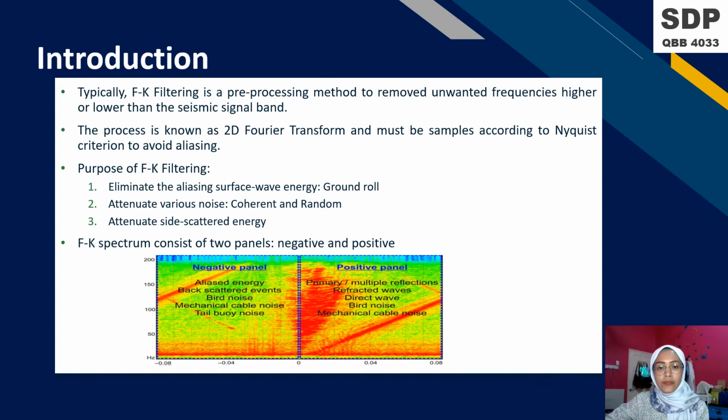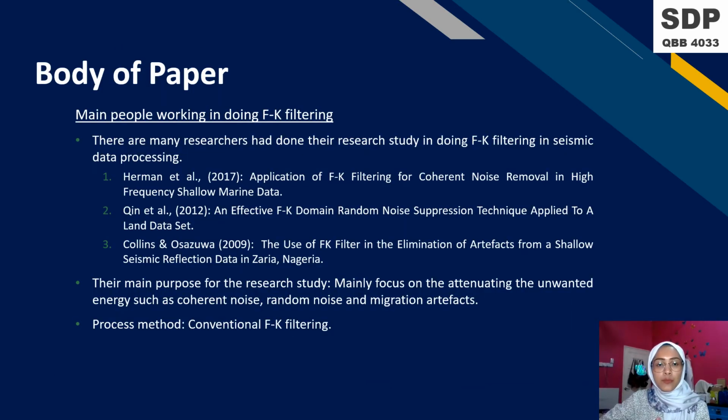The purpose of FK filtering is for eliminating aliasing surface wave energy such as ground roll, followed by attenuating various kinds of noise such as coherent and random noise. Lastly, FK filtering is also used to attenuate the scatter energy. The FK filtering consists of two panels, which are the negative and positive panel, represented by negative and positive wavenumber against the frequency respectively. The FK filtering is one of the most efficient and commonly used methods in removing the unwanted noise from marine and land seismic data. Now, let's move to the body of paper.